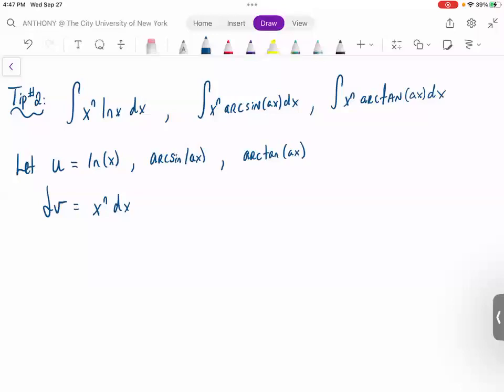Now, you just got to be careful though, because not all examples will require you to use integration by parts. So here's my 4th example. Let's say I begin with the integral of 1 over x times ln of x raised to the 3rd power dx.